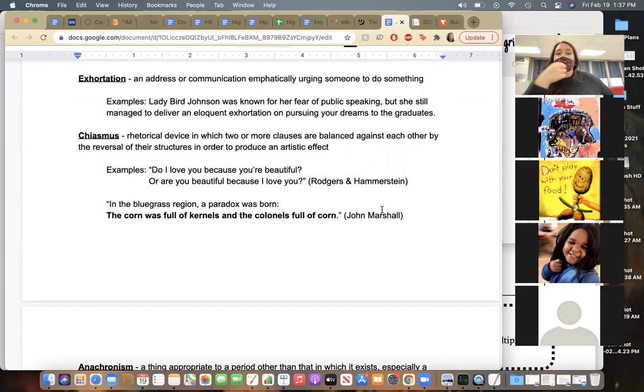It is a rhetorical device in which two or more clauses are balanced against each other by the reversal of their structures in order to produce an artistic effect. That sounds confusing. Once you know what it is, you'll be like, oh, that thing.